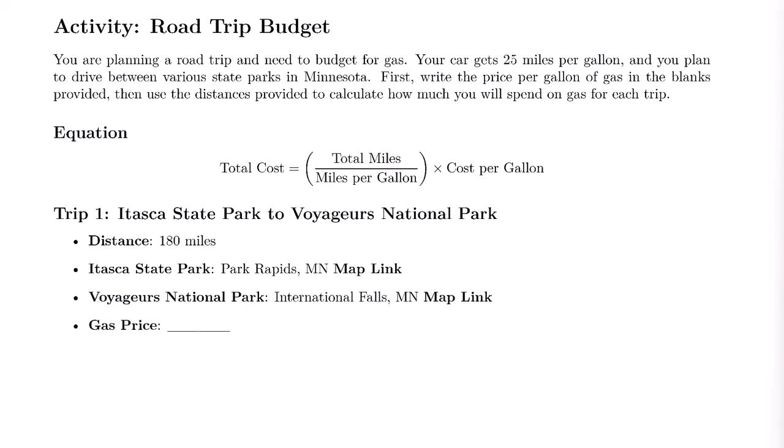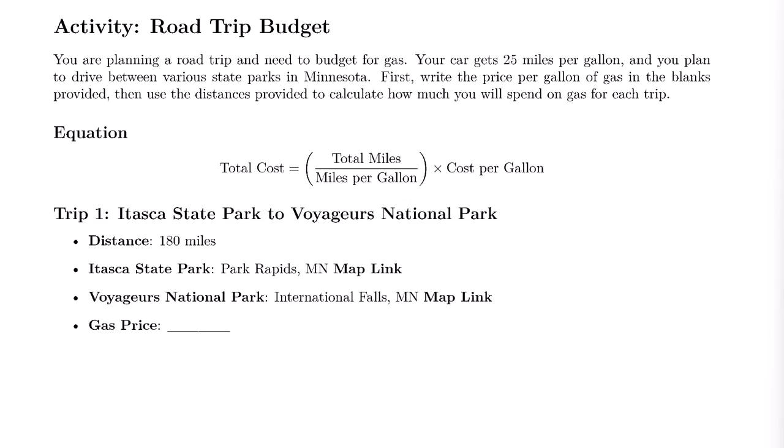First, write the price per gallon of gas in the blanks provided. Then, use the distances provided to calculate how much you will spend on gas for each trip. Now, the equation we're going to be using is total cost equals total miles divided by miles per gallon, and that will be 25 because that's what our car gets, times the cost per gallon.